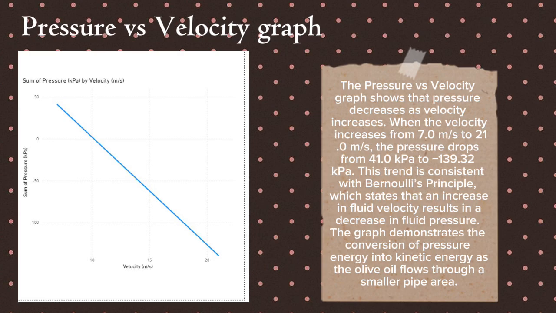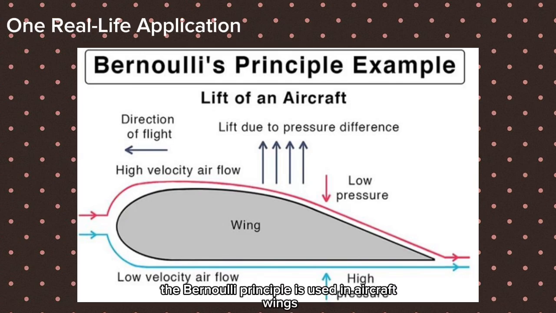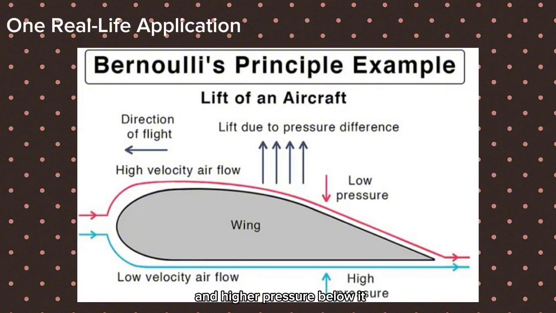And for the last question, which is about real-life application, the Bernoulli principle is used in aircraft wings, where air moves faster over the curved upper surface of the wings and slower below the wing. The faster airflow creates lower pressure above the wing and higher pressure below it. This pressure difference generates lift, allowing the aircraft to fly.